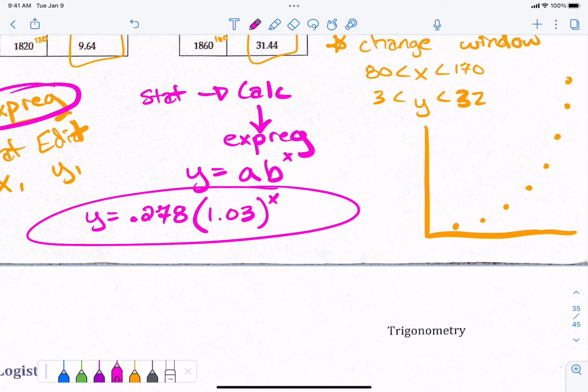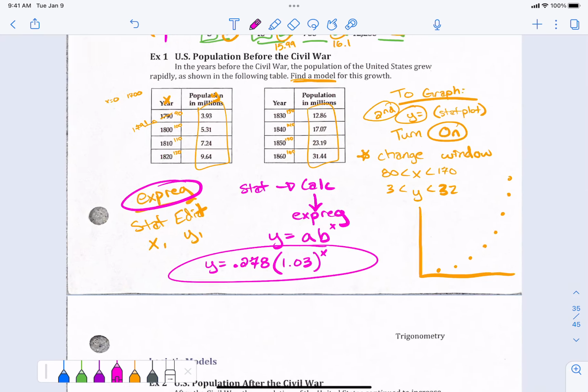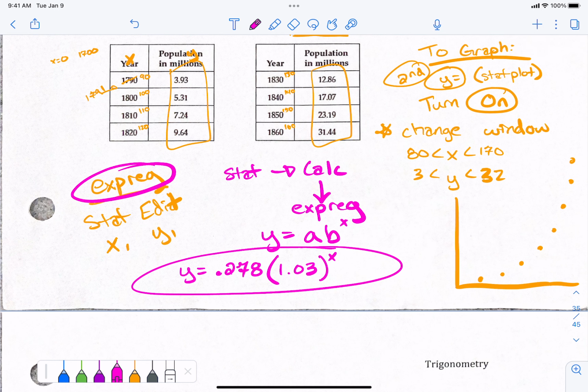Then if they say, I want to know what it is in this year, just plug that number in for x. Adjusted, right? Like if they said 1701, we would just plug one in, or whatever. We would have to adjust that number.